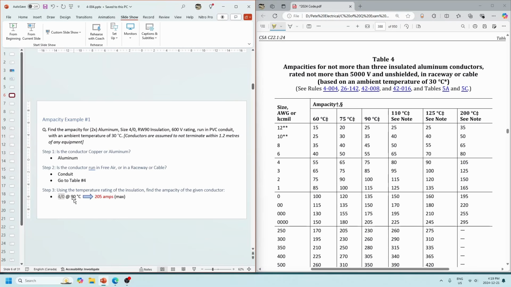So 4-aught at 90 degrees. Why is it 90 degrees? Because it's RW90 insulation, so we're in this column right here. Looking down to 4-aught, it looks like our maximum ampacity is going to be 205 amps max. This doesn't take into account the 80% rule or anything like that. This is just the maximum amount of current that you can push through this conductor and have it stay at 90 degrees and not degrade the insulation.